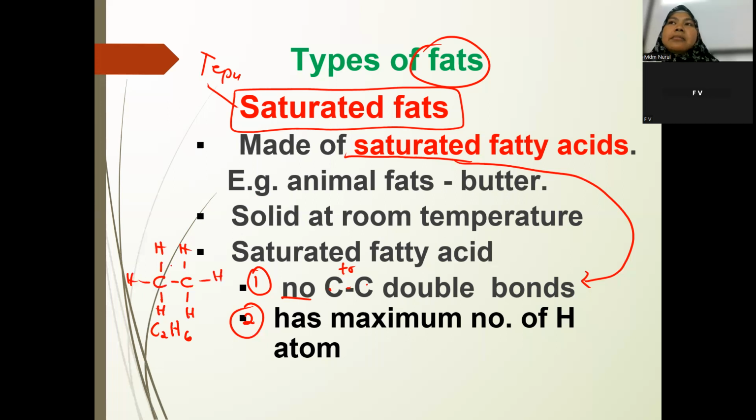Ni ha. Tak ada carbon-carbon double bond. So, it has maximum number of hydrogen atom. Hydrogen atom adalah dalam keadaan maksimum, penuh hydrogen atom. Faham ke tak? Yang tu. Okay. Right.